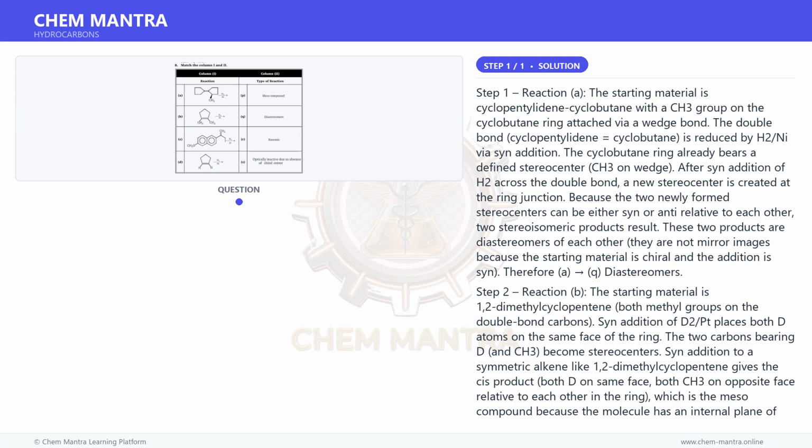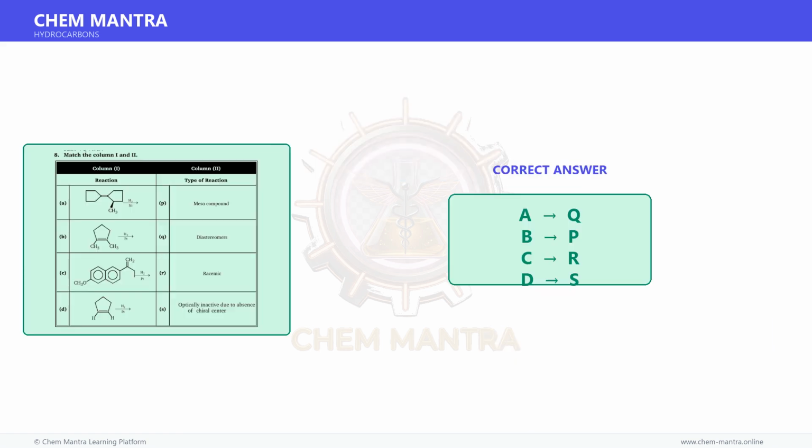Therefore, the correct answer is A-Q, B-P, C-R, D-S. The correct matching is A matches Q, B matches P, C matches R, D matches S.